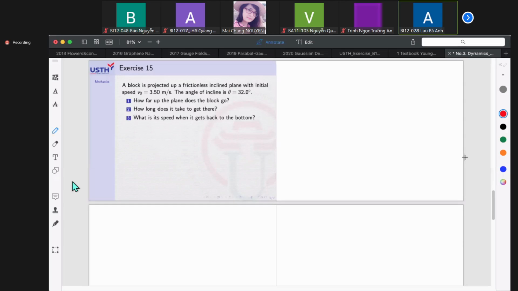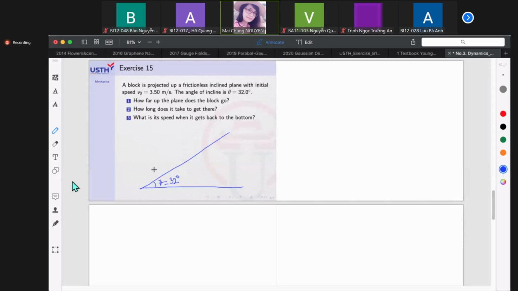The first, I just draw the figure. We consider the motion of blocks on the inclined plane, right? If I plot a figure to show the motion of the object like this, we consider the horizontal here. The inclined plane is made with the angle theta equal to 32 degrees, right? We have the inclined plane without friction, right?